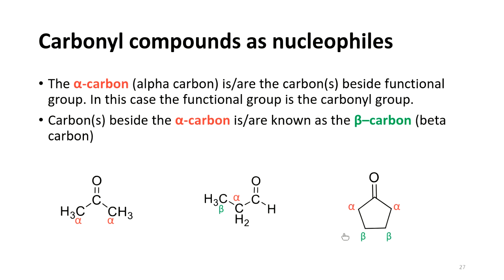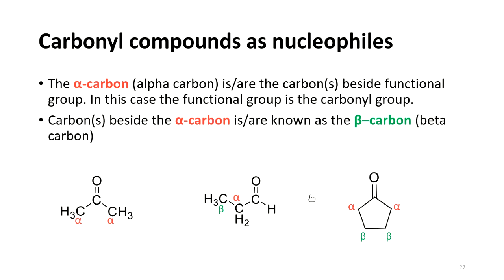So the carbons which are directly attached to the carbonyl carbon are noted as alpha carbons. And as you go along the chain, we have alpha, we have beta, and if you have another carbon, gamma, delta, etc. So we use the Greek alphabet to label the carbons attached to the carbonyl.